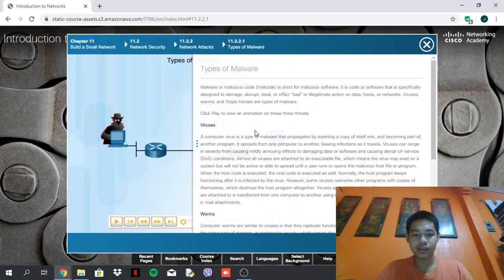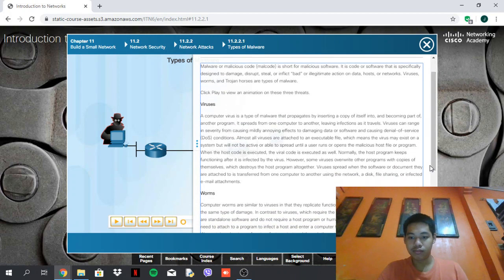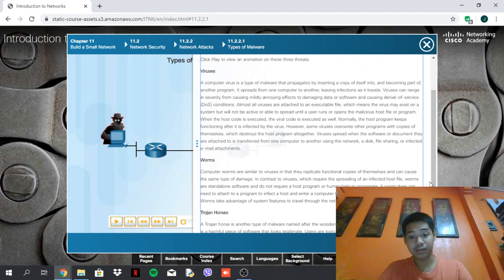In viruses, it is a very common malware that probably all computers have. It can range in severity from causing mildly annoying effects, damaging or losing data, or a larger spread of viruses to your software or documents. While worms, computer worms are similar to viruses in that they replicate functional copies, and it can cause some type of damage to your data.